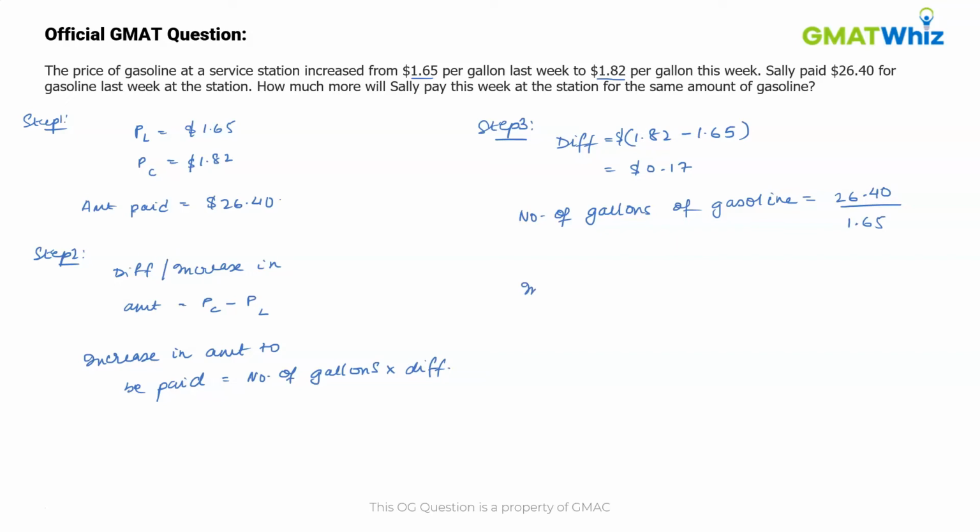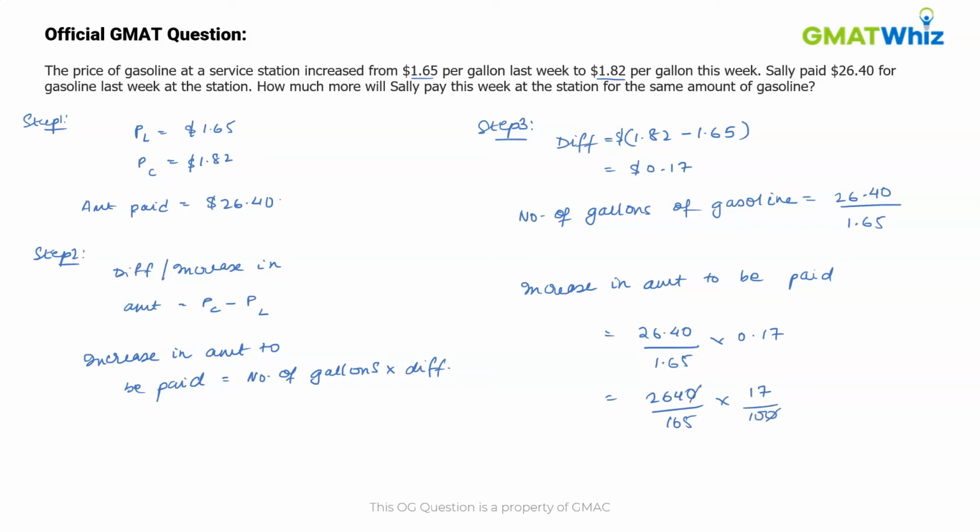Then the increase in amount to be paid will be equal to 26.40 by 1.65 times the difference, which is 0.17. Now multiplying the numerator by 100, we get 2640 by 165 times 17, and when we multiply by 100 we also have to divide by 100.